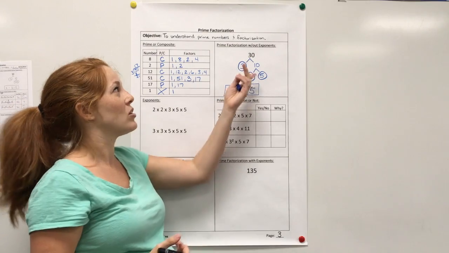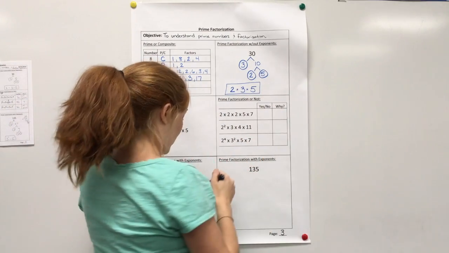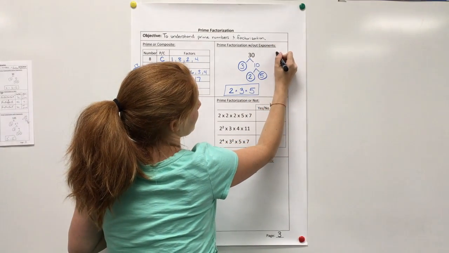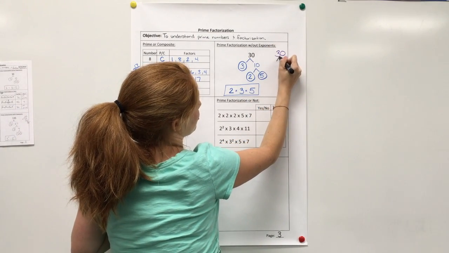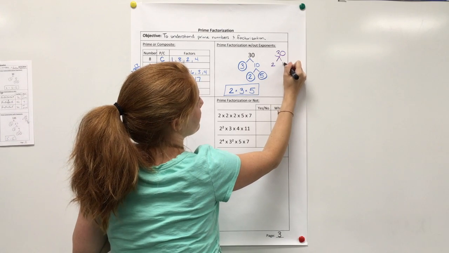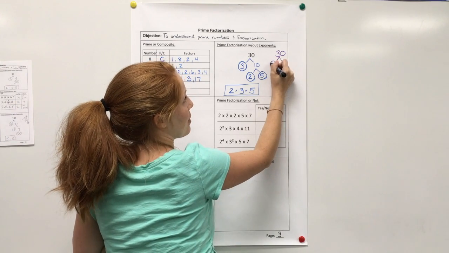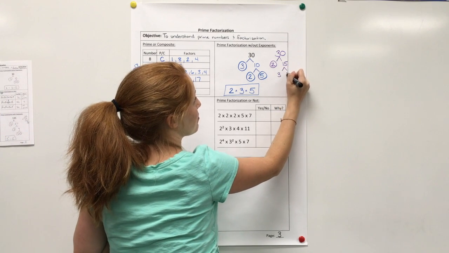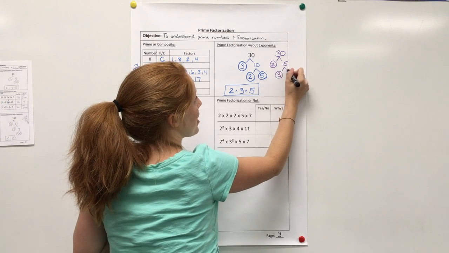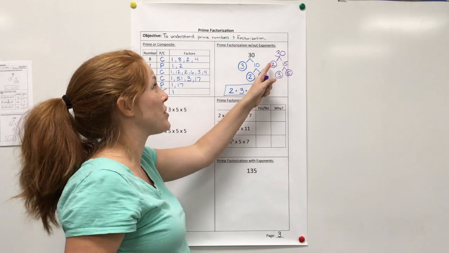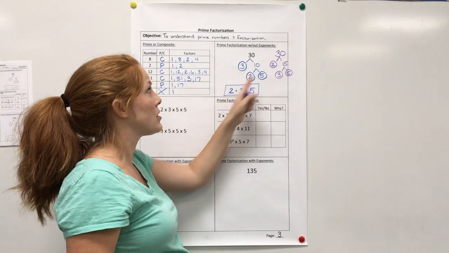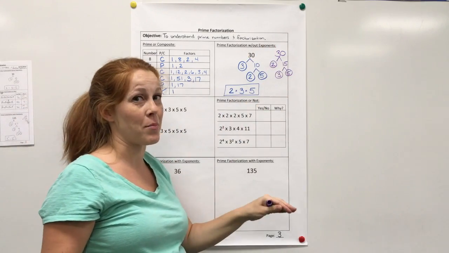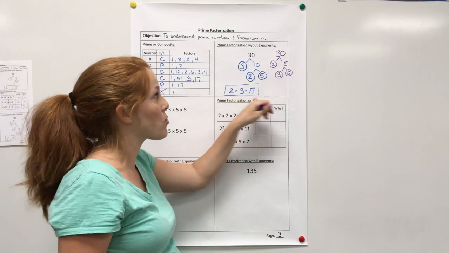All right, now let's say that I had broken this down differently. I'm going to show you one more way you could have broken this down. If I had 30 and I had chosen to do 2 and 15, well, 2 is prime, so I'd circle it. I can break down 15 into 3 times 5. Those are both prime. And look, I'm left with the same answer, 2 times 3 times 5. So no matter how you break down a number, you should still get the same prime factorization.